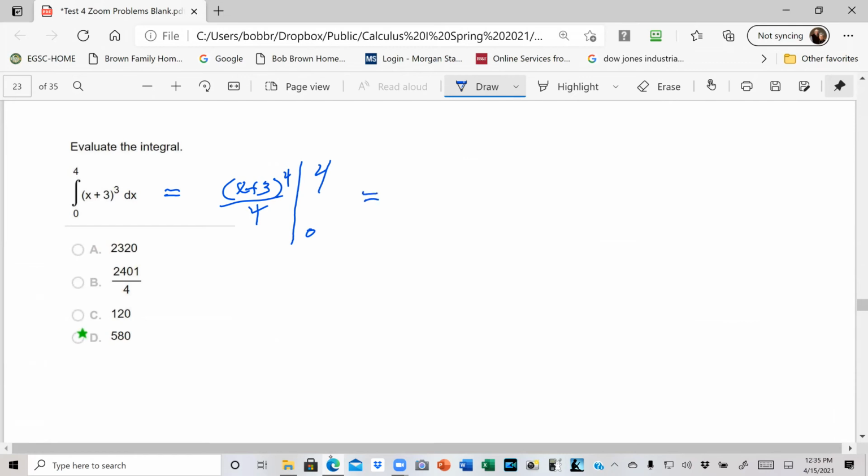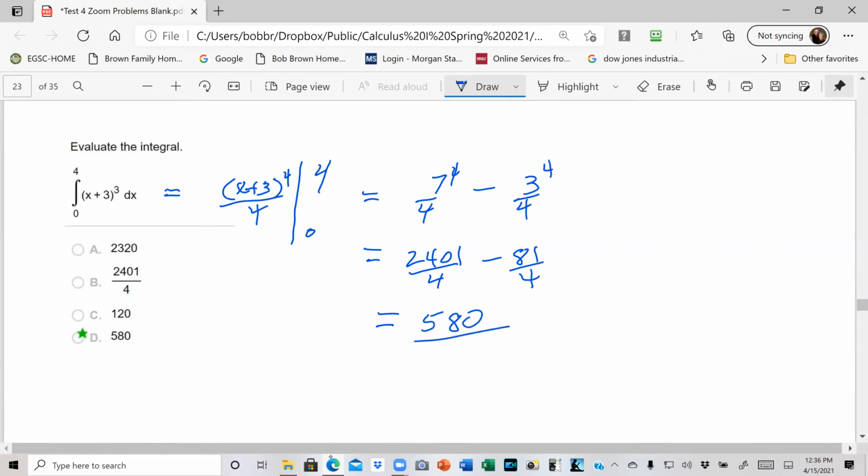Plugging in 4, we get 7 to the 4th over 4. Plugging in 0, we get 3 to the 4th over 4, which is 2401 divided by 4 minus 81 divided by 4. And you get this to be 580 after you simplify it.